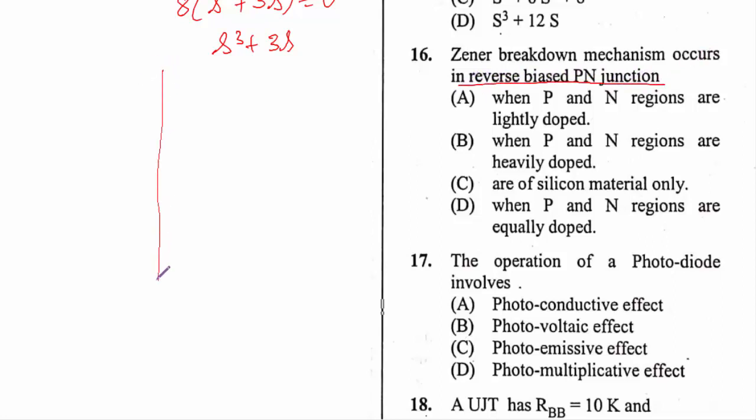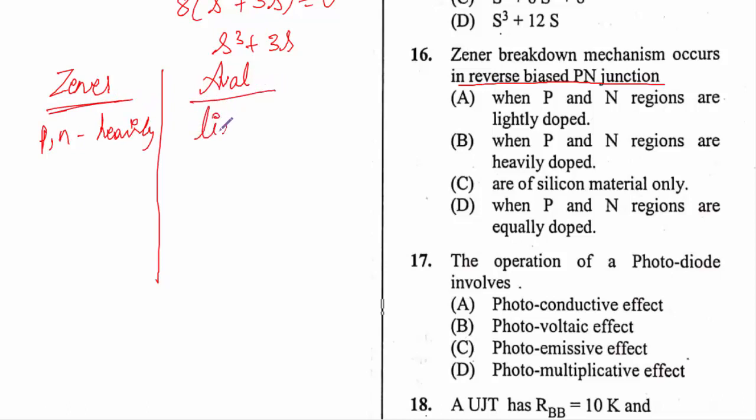You will be having two breakdown when the diode is reverse biased. The first breakdown is Zener breakdown and the second one is avalanche breakdown. This Zener breakdown will take place when your diode, nothing but when your P and N heavily doped, at that time you will be getting this Zener breakdown. In the case of avalanche breakdown, it is lightly doped.